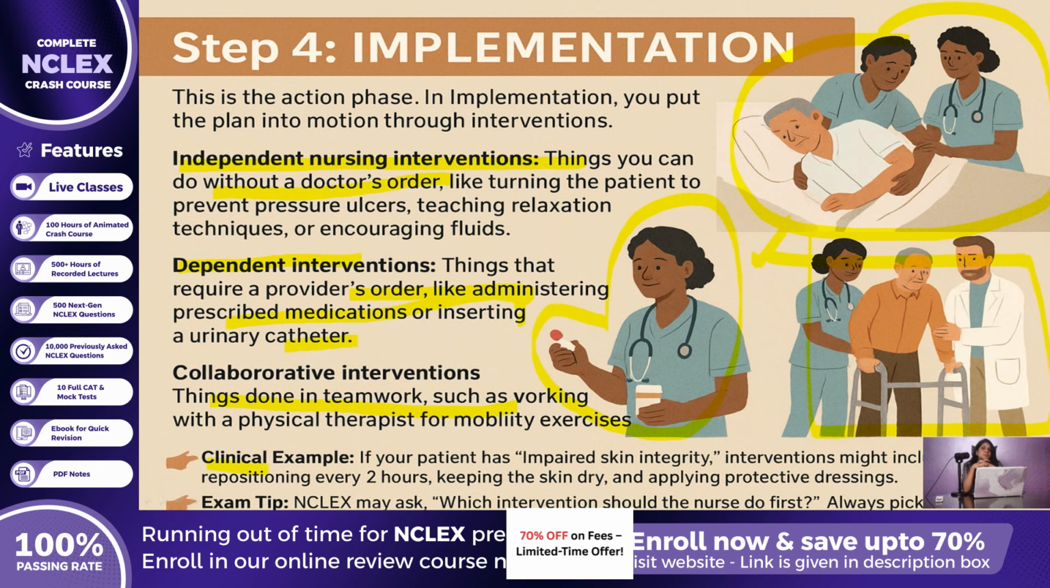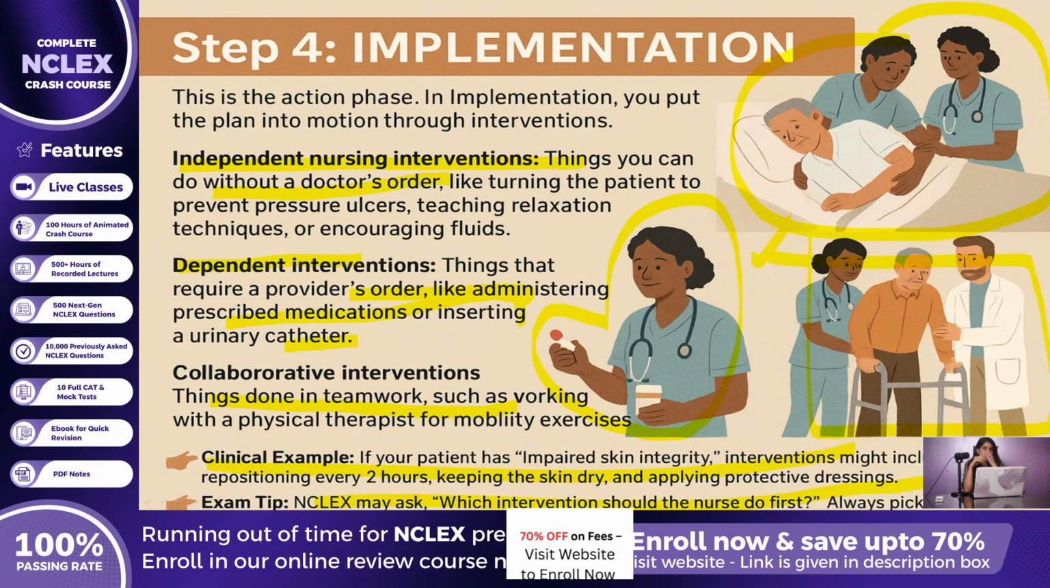Clinical example: if your patient has impaired skin integrity, interventions might include repositioning every 2 hours, keeping the skin dry, and applying protective dressings. Exam tip: NCLEX may ask, which intervention should the nurse do first? Always pick the one that directly addresses the priority diagnosis or prevents immediate harm.